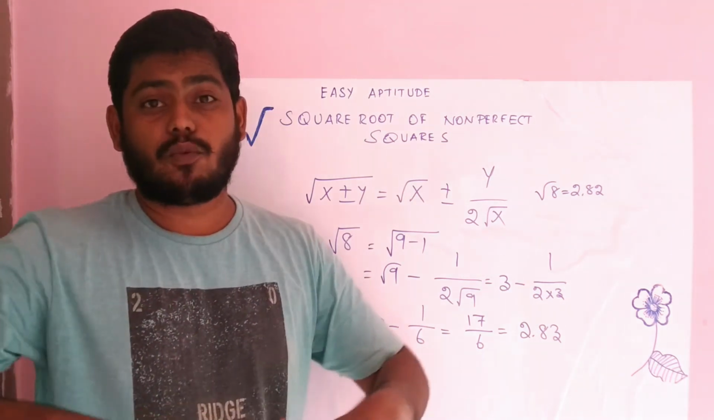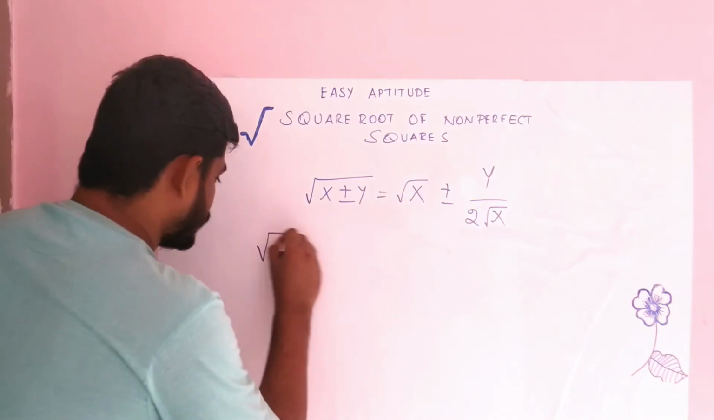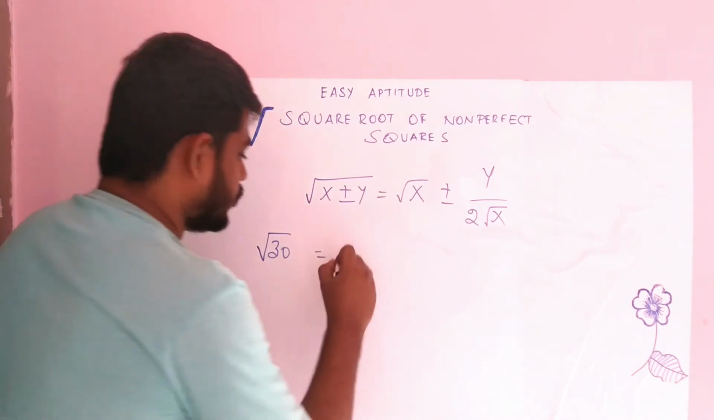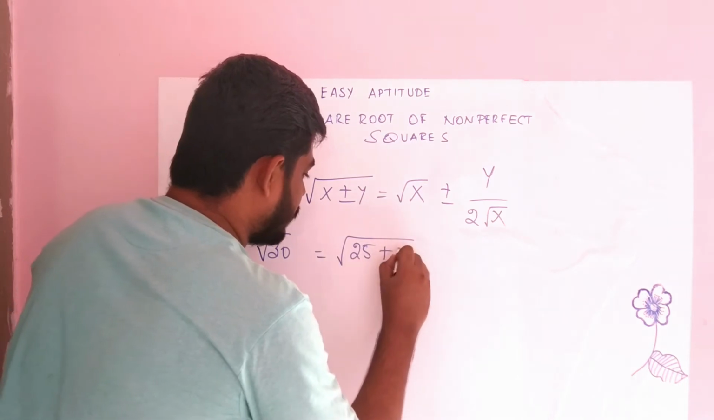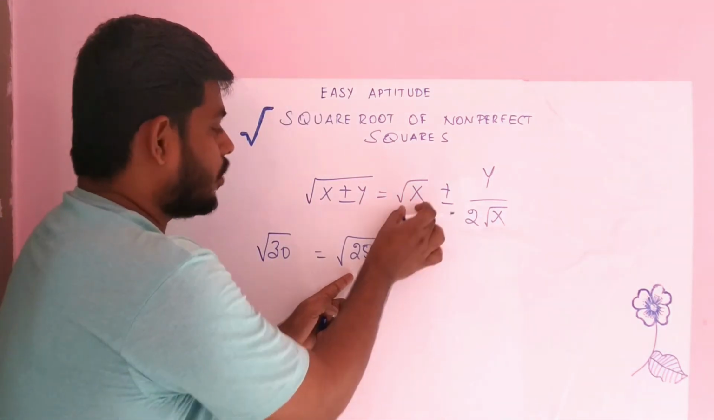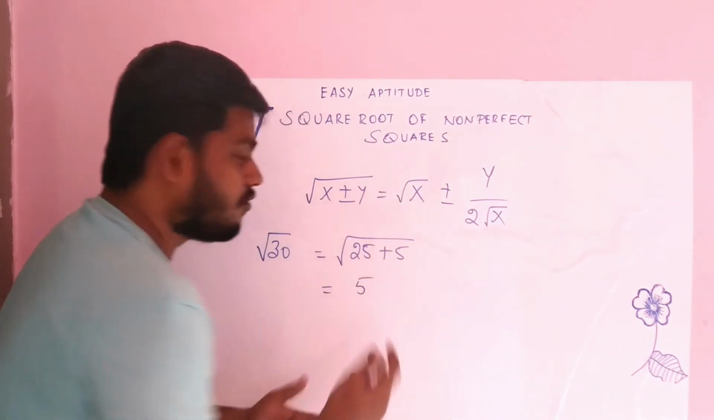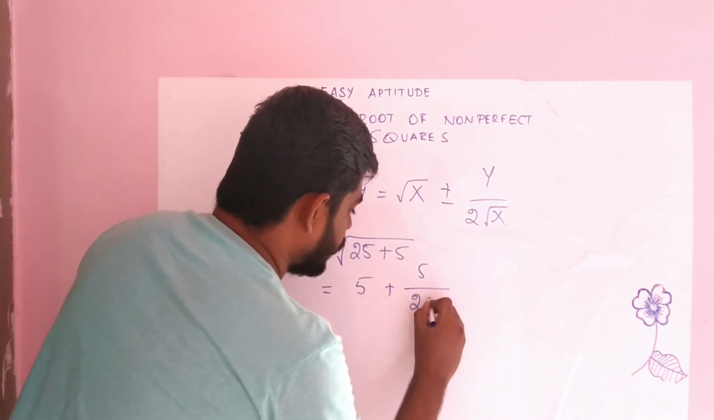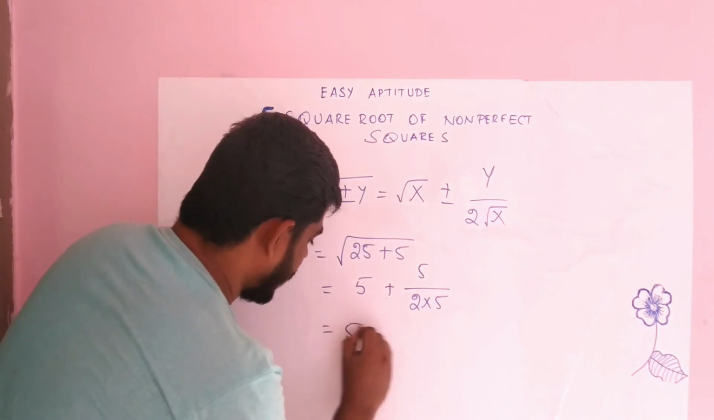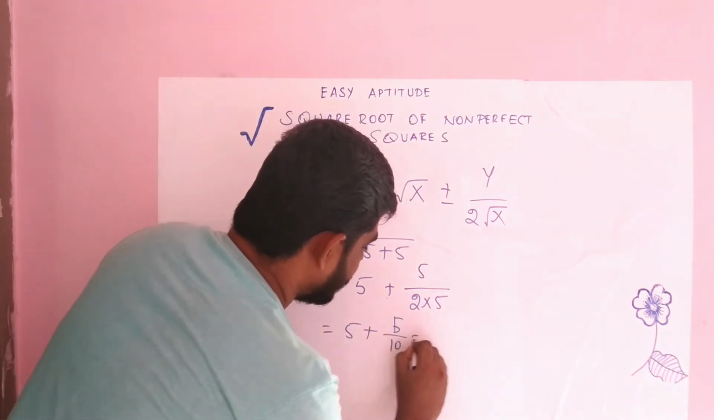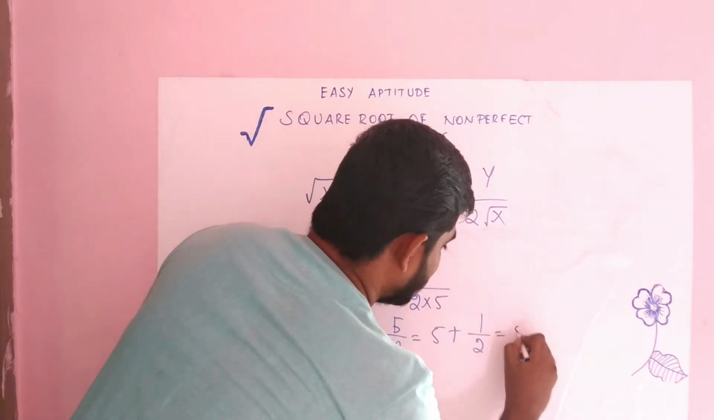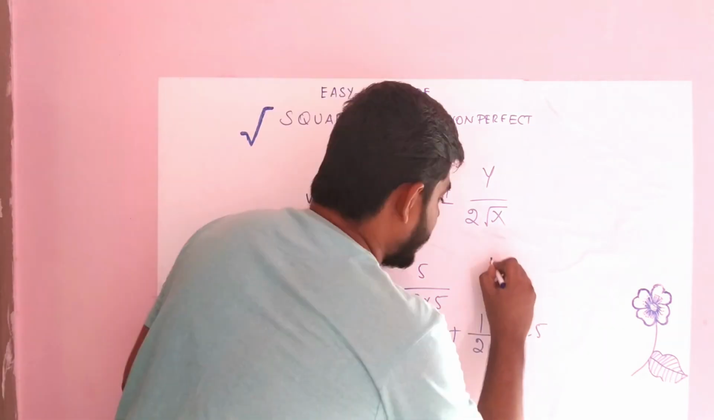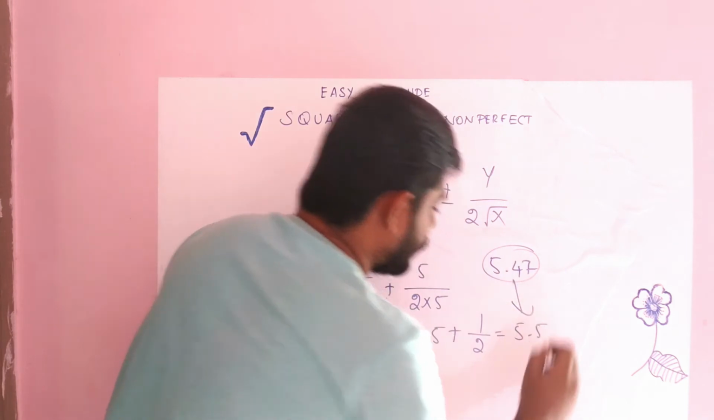Let's apply the same trick for one bigger number. What is the square root of 30? Apply the trick. The closest perfect square is 25. So I am going to take 25 plus 5. Now this is x and this is y. Square root of 25 is equal to 5. Now take the plus. What is the y value? That is 5 divided by 2 times 5. Now what am I going to get? 5 plus 5 divided by 10, which is equal to 5 plus 1 divided by 2, that is nothing but 5.5. But the actual answer for square root of 30 is 5.47, which is closest to the answer.